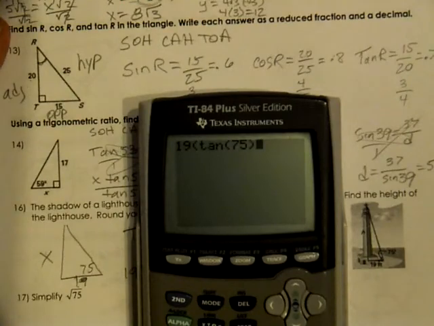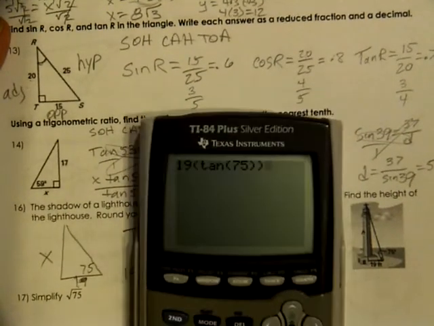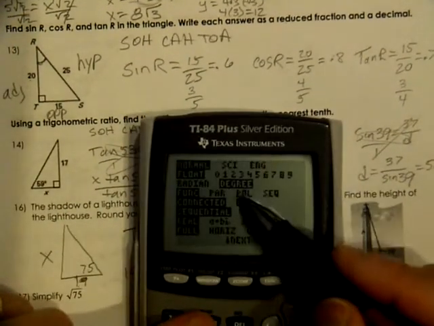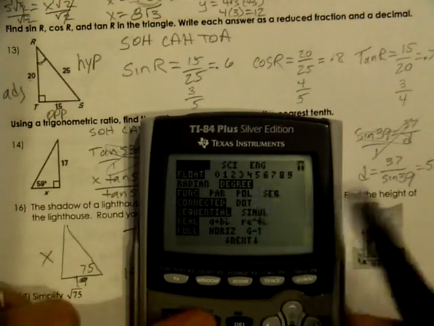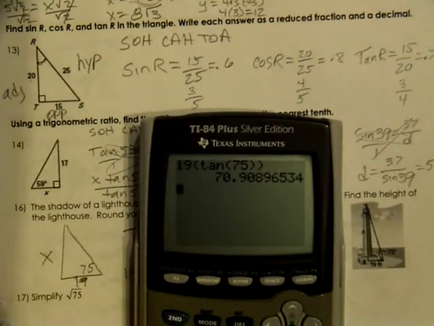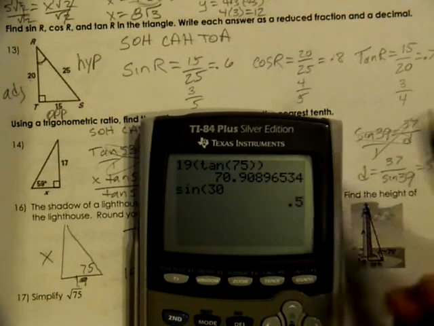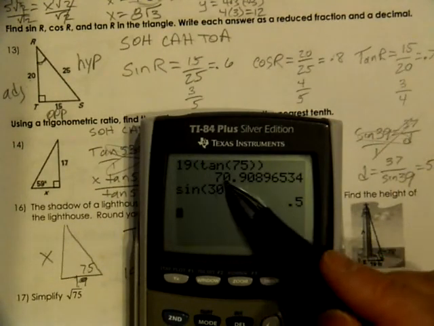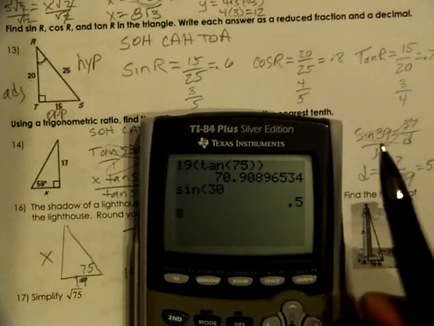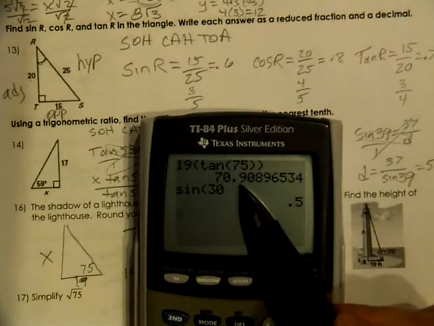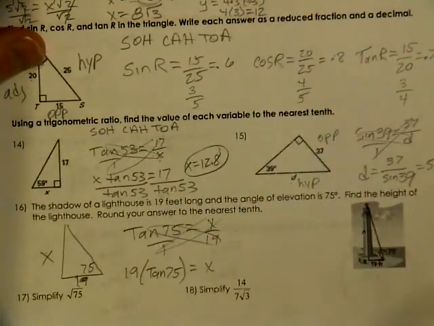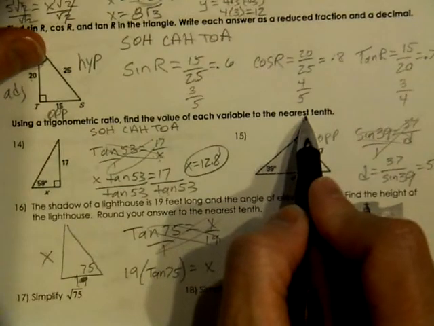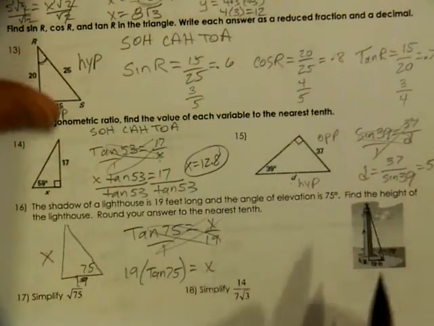You need to be sure you're in degree mode. Another way you can tell you're in degree mode is the sine of 30 is going to be 0.5. That's another way to test it. You might want that on your note card. But the height is 70.91, about 70.9.